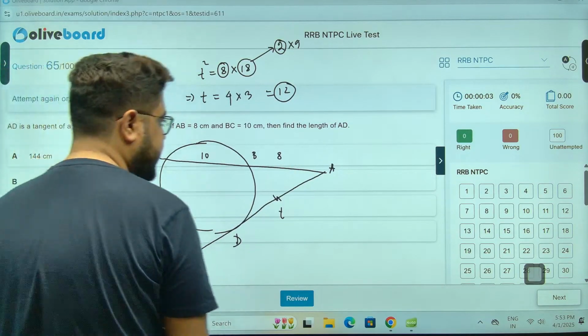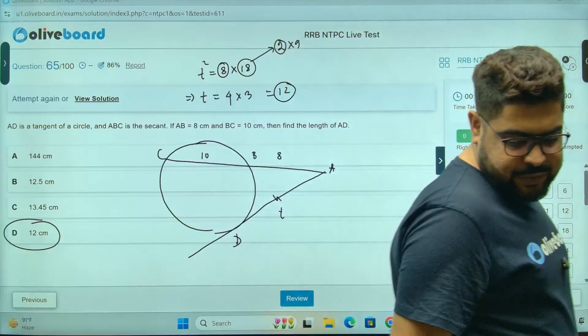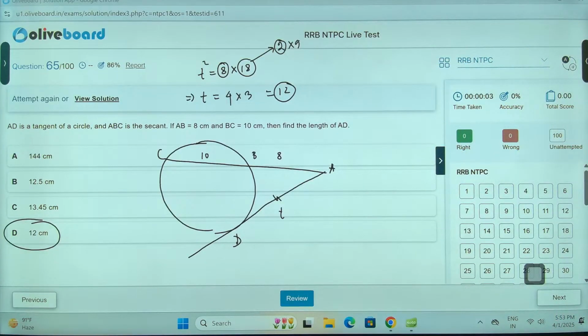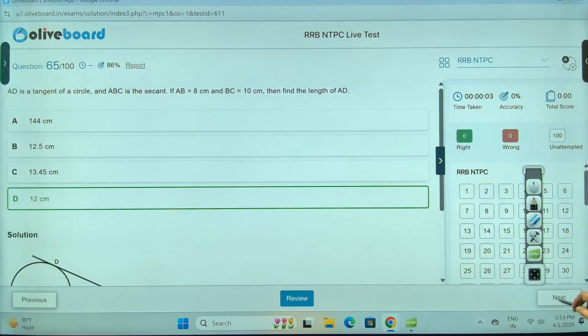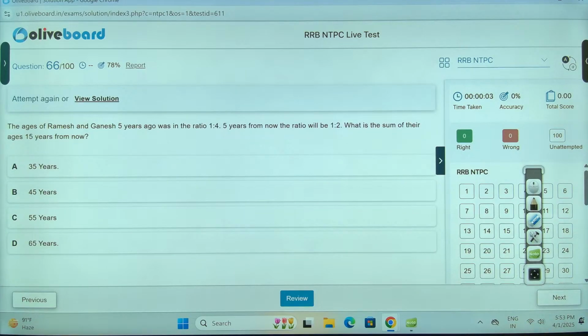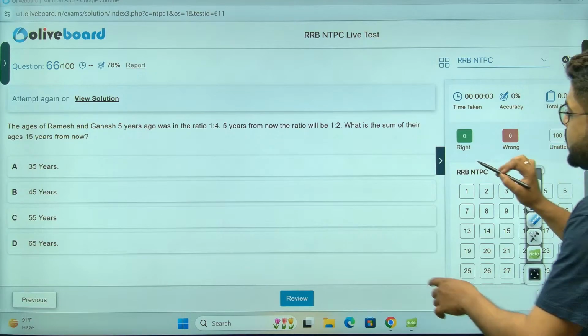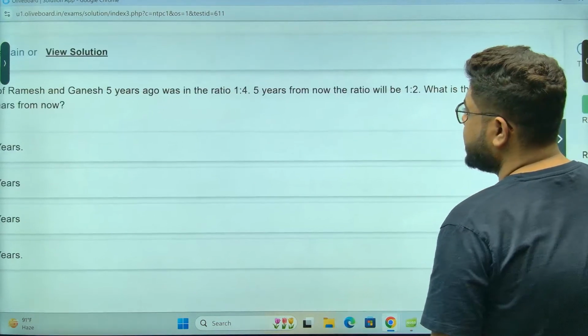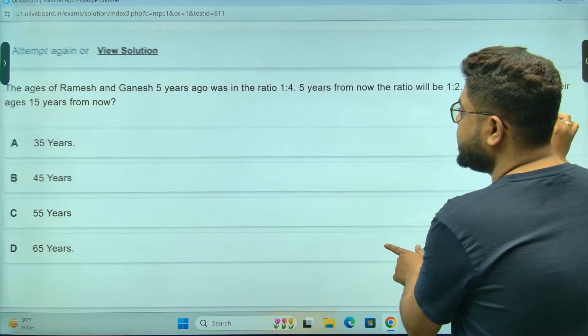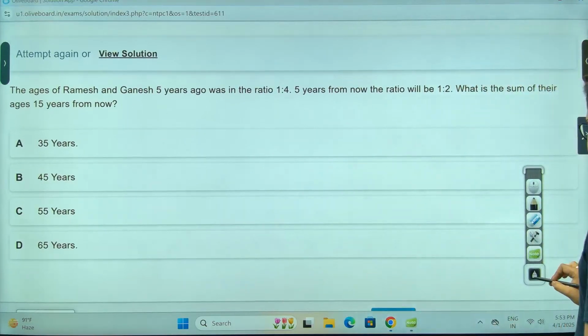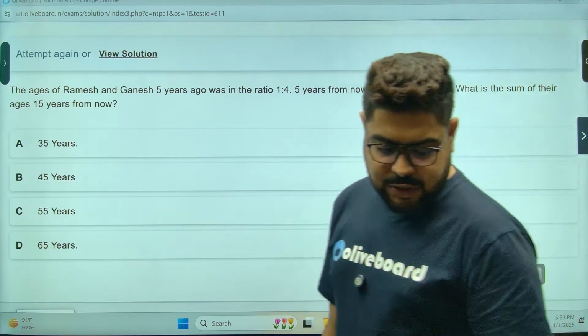Option D, sir. Yes, absolutely, option D. Option D is the answer. Ratio questions again: the best way is to think with options. These will become much easier if you think with options rather than solving.